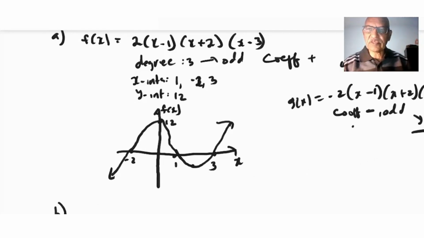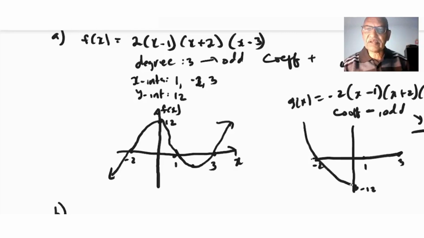So the graph of this would be the same, and the x-intercepts are the same: negative 2, 1, and 3, and the y-intercept is negative 12. So it would come from here, then it would come to negative 12, then it goes to there, then it goes to here. This is the graph when the coefficient is negative.